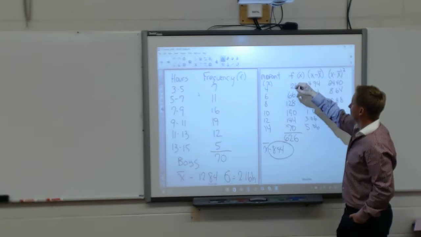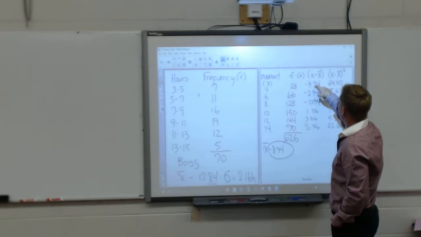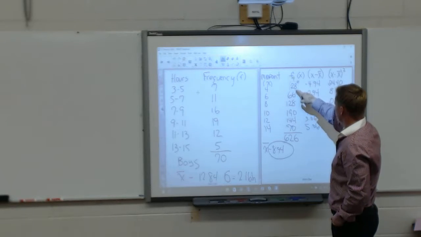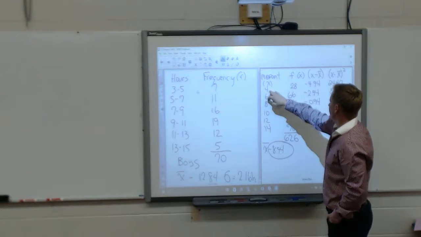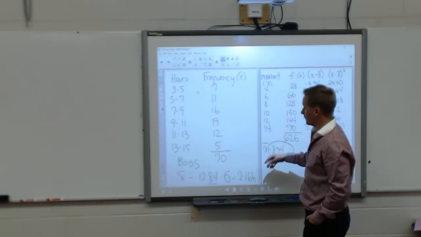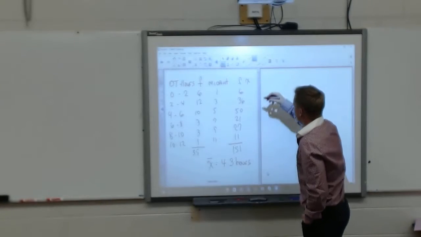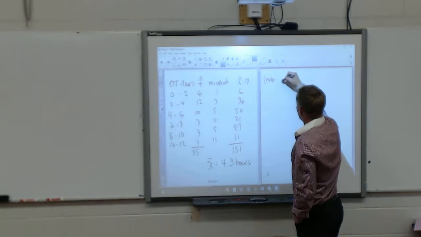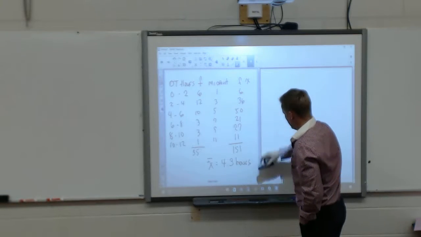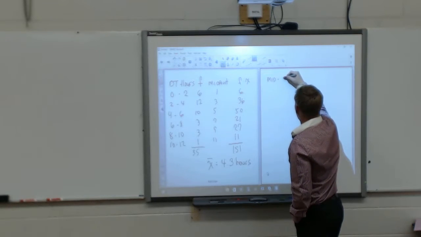Hold on a sec. Nope, I take midpoint. Where are we? Frequency, so that's 28. That's the average. And this value, your midpoint value minus my average. So, let's just go back to here. Now what I want to do is take my midpoint score, and I'm going to minus my average.